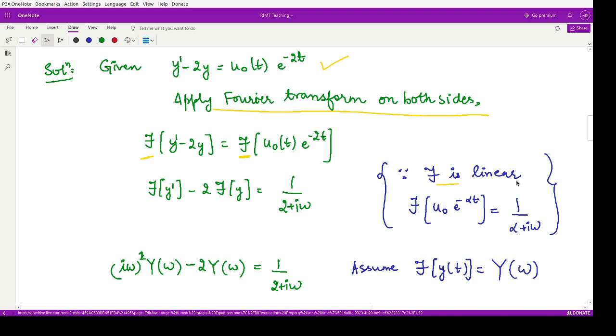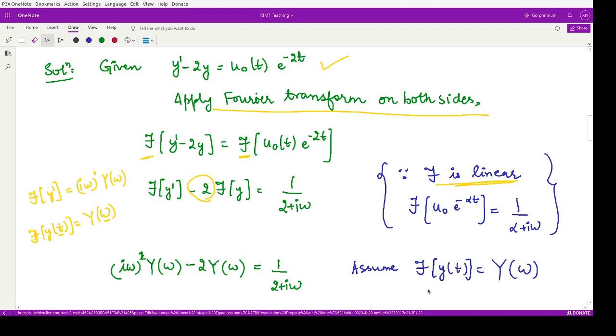Then, because this is a linear operator, we can separate out the terms and take the constants out from this operator, the Fourier transform. We have just studied what the Fourier transform of y dash is. It would be equivalent to iota omega raised to power 1 times the Fourier transform of y. Suppose the Fourier transform of y of t is capital Y of omega, where omega is the frequency and t is the time.